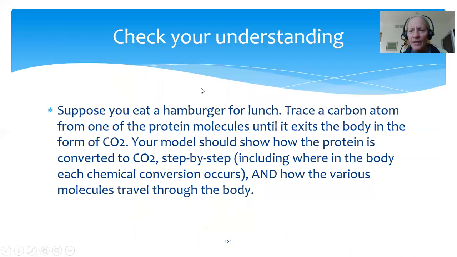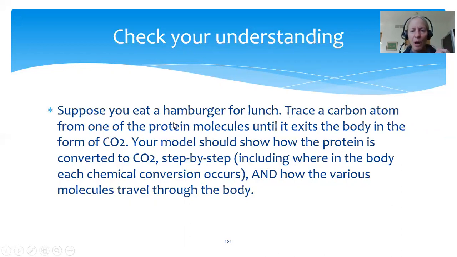And our last slide that has to do with the circulatory system is just going to be an overall check of, can you trace the pathway of carbon through the digestive system and then on through the circulatory system to the cells, and then back through the circulatory system, and finally out through the respiratory system? So if you eat a hamburger for lunch, what happens to the carbon atoms in that meat?